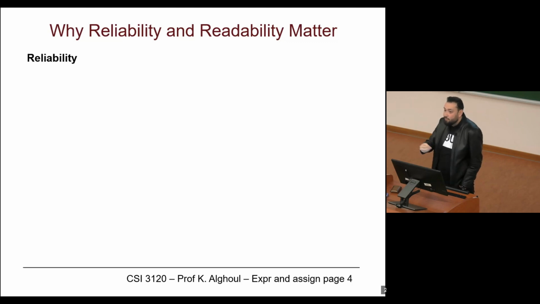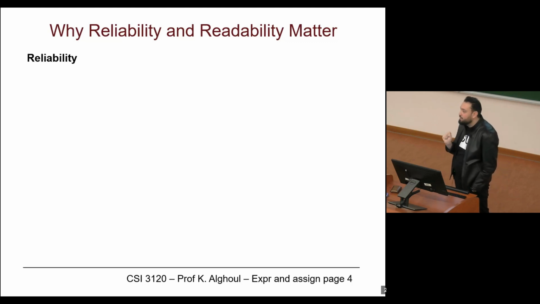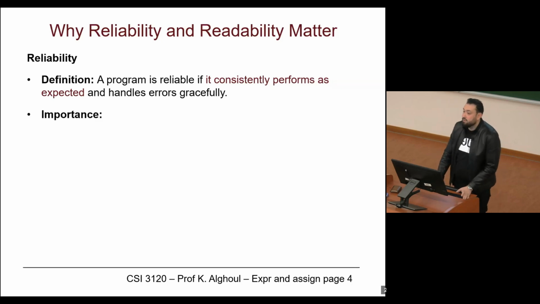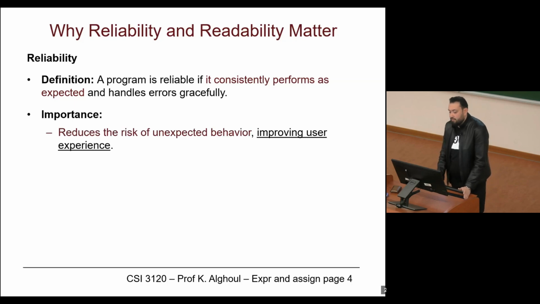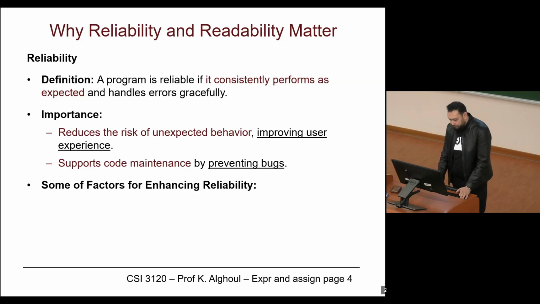Okay, so the idea here is that I want to build code that behaves consistently well. Not like, for example, the first 5 times it works perfectly, but the 6th time it fails. No, we want the code to be reliable. So a program is reliable if it consistently performs as expected. Okay. Now, why is this so important? Because it reduces the risk of unexpected behavior, improving user experience, of course. Okay, so this is just in general why this is important. Also, it will support code maintenance by preventing bugs.